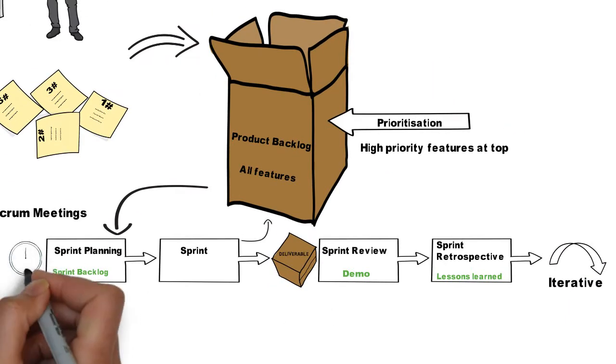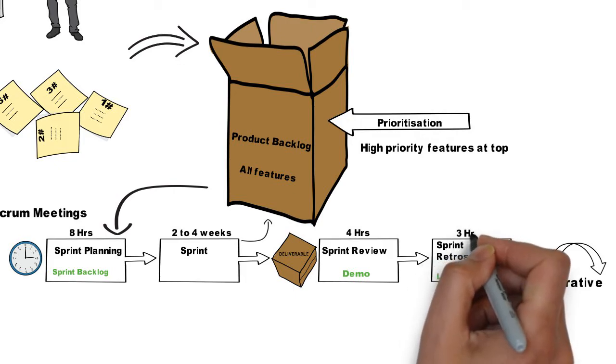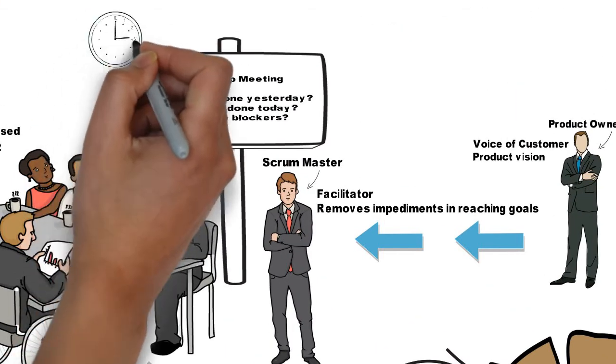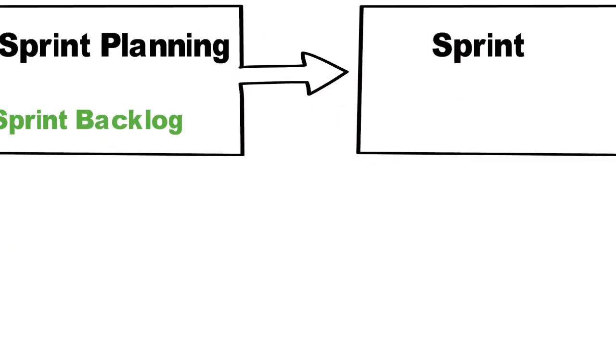In Scrum, all meetings are time-boxed. So for a monthly sprint, planning is time-boxed to 8 hours, the sprint is generally 2 to 4 weeks, and the review and retrospective are 4 and 3 hours respectively. Also, the daily stand-up meeting is time-boxed to 15 minutes.